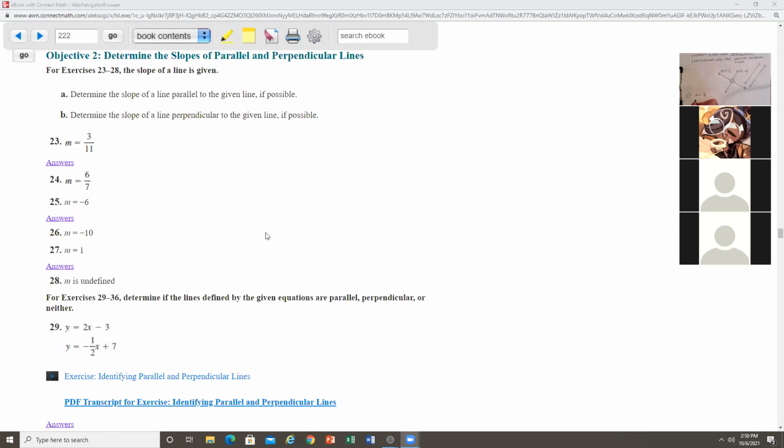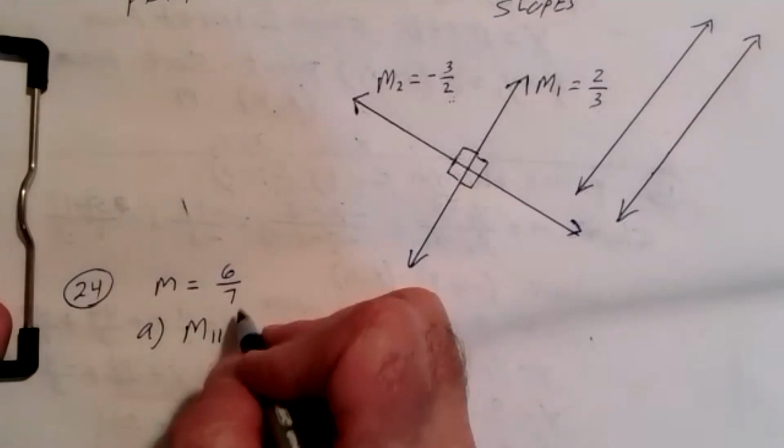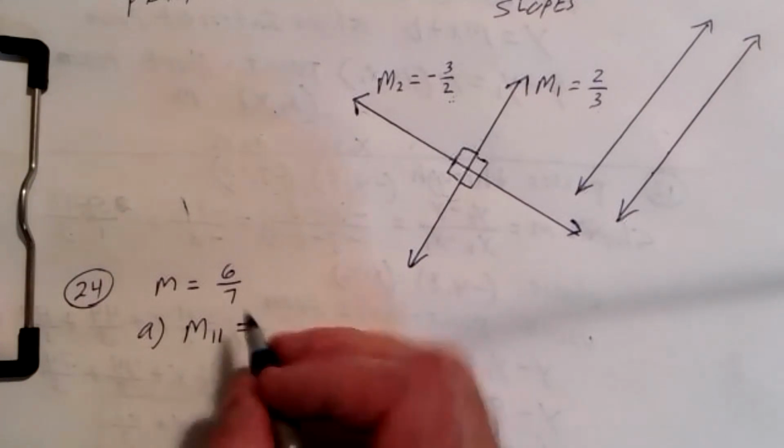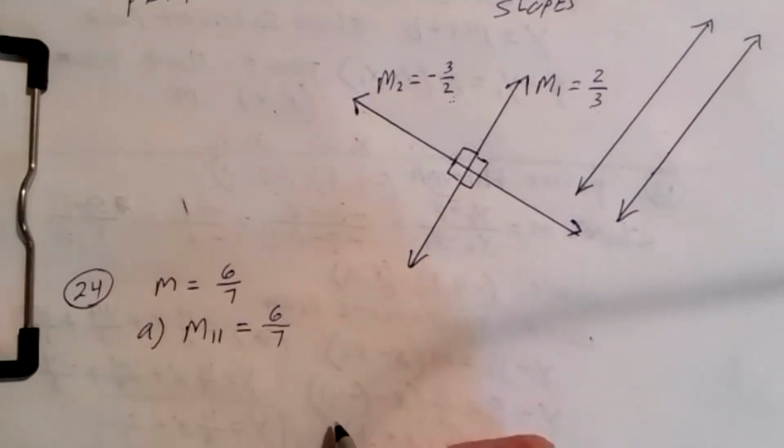+6/7. For part A, ladies and gentlemen, what would be the slope of a parallel line? If a line is to be parallel to this line, its slope would also have to be what? 6/7? Notice the symbolism here. This little symbol means parallel lines. The slope of our parallel lines would also have to be 6/7.